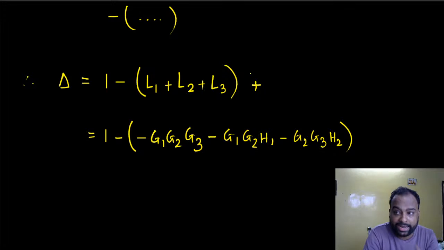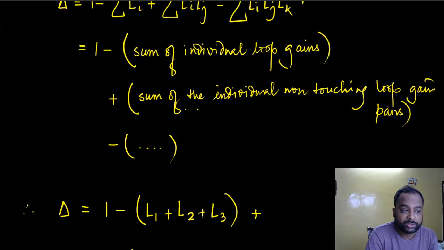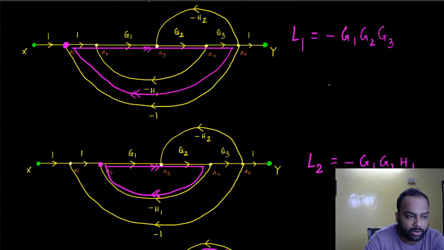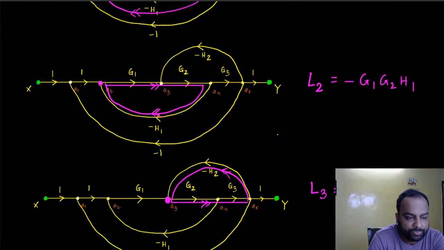Now I can only consider, so this is the point. Here it says sum of the individual non-touching loop gains. So this term will only be there if I can find 2 loops that do not touch each other. Then I have to take the product of their gains and write it down. Now the question is, these are the 3 loops: loop 1, then loop 2, then loop 3.